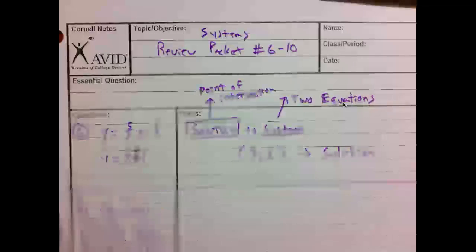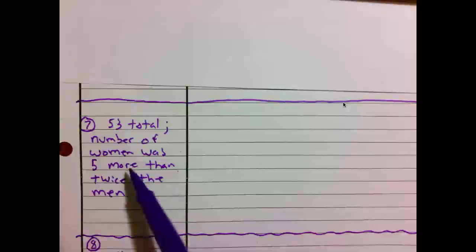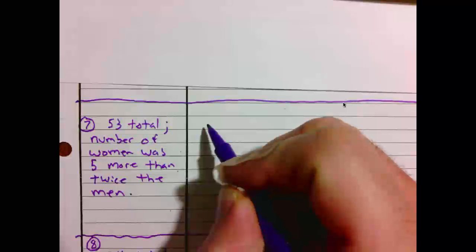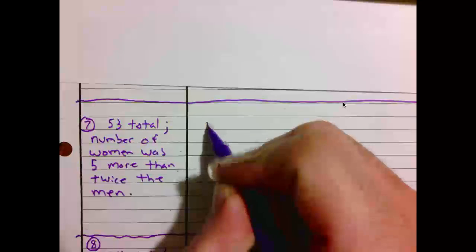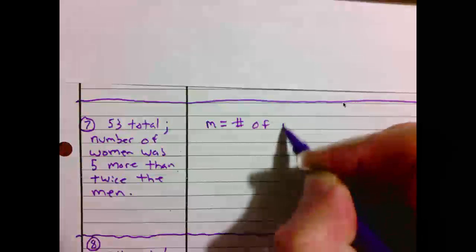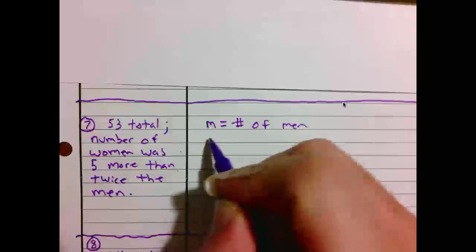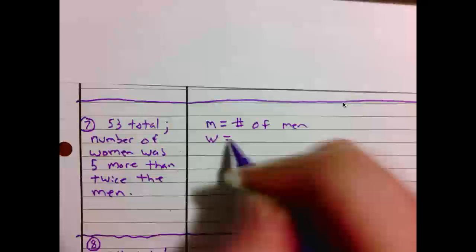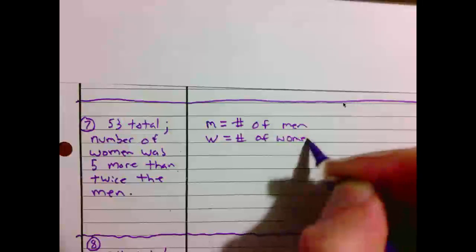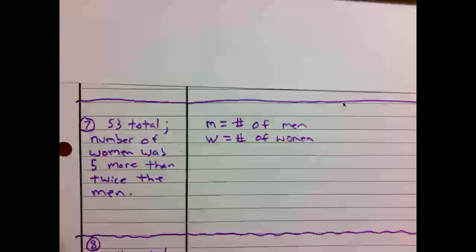Next, problem number 7. We're talking about men and women, and it says we have 53 total, and the number of women was 5 more than twice the number of men. Well, first I will define my variables. I know I'm looking for number of, so I'm going to let M be number of men, and W to be my number of women. That is step 1, define the variables.